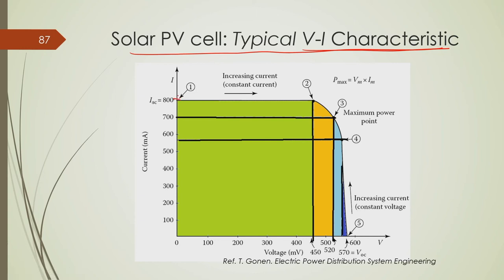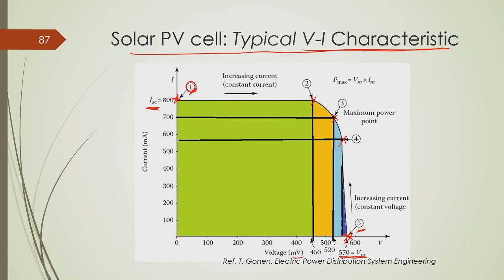As you can see, there are different operating points. One is marked with 1, one is marked with 2, one is marked with 3, another is 4, another is 5. Operating point 1 corresponds to maximum current at zero voltage, so it is of course the short circuit current ISC. And operating point 5 corresponds to maximum voltage with zero current, which is the open circuit voltage or VOC, given here as 570 millivolt.